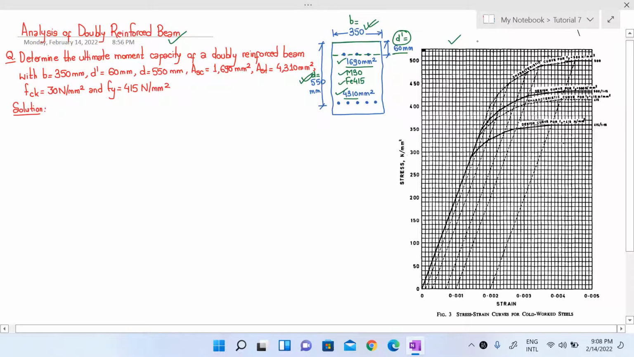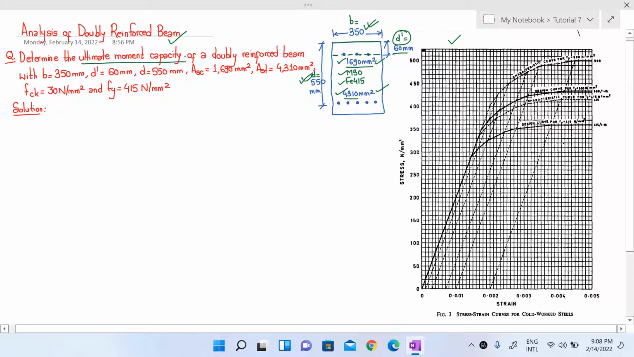You can also see a graph on your screen right now, but we will come to this graph when we proceed with our solution. And remember here, we are not concerned with the diameter of the bars and the number of bars. Instead, we are directly given the area of reinforcement, so we will use those values directly in our solution. So let us proceed with the solution of this problem. We are to find the ultimate moment capacity of this beam.